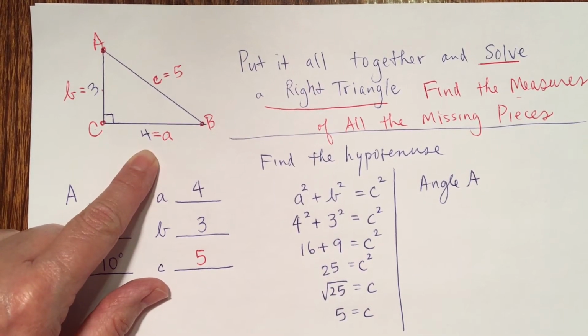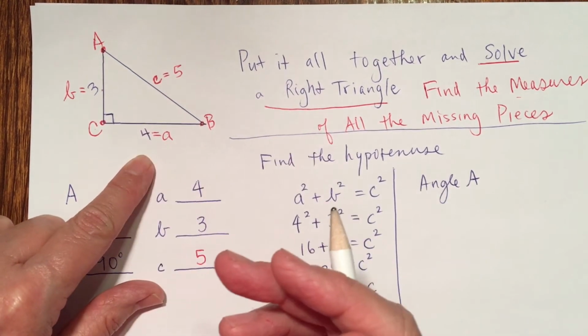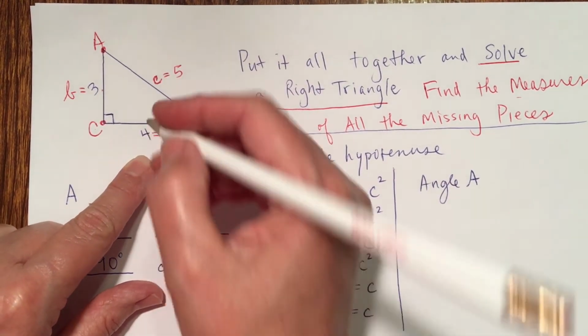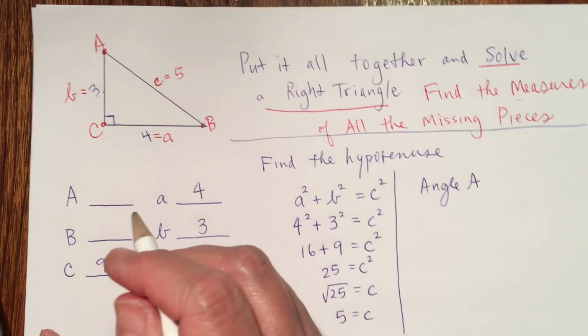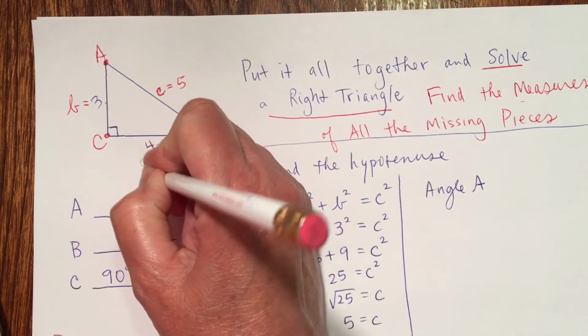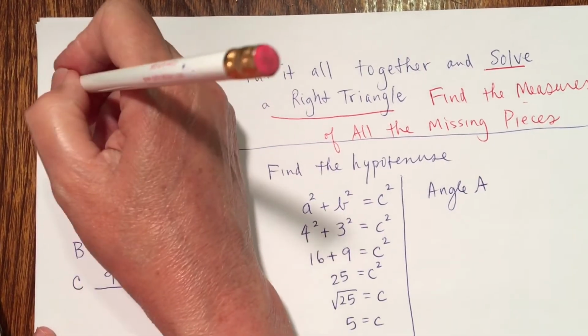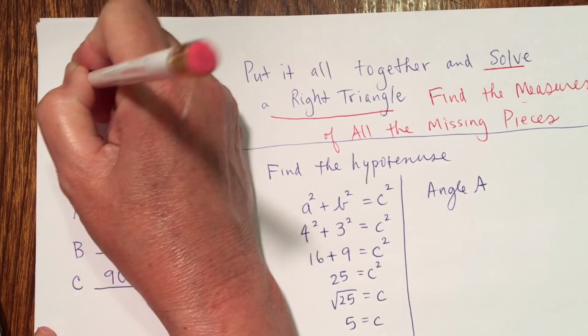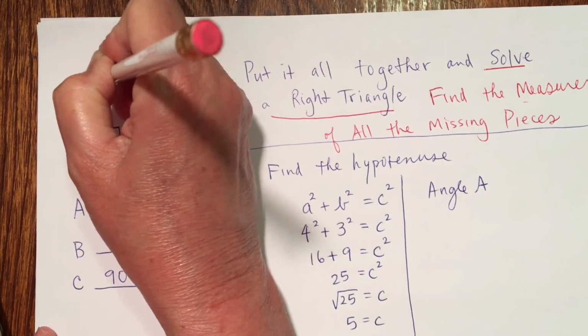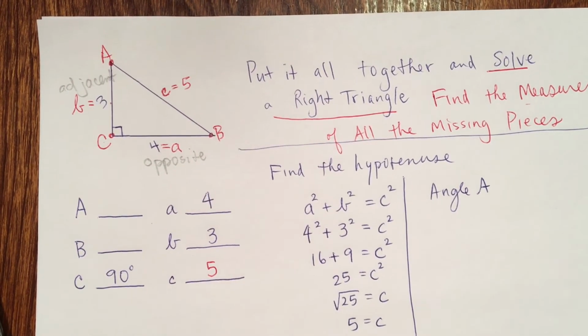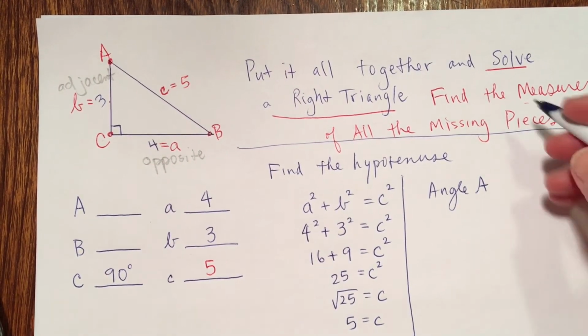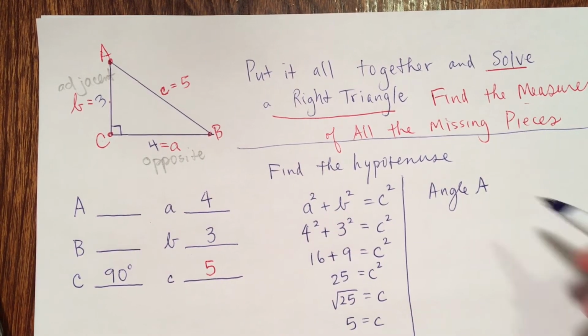I'm going to write that in pencil because I might erase that when I go after angle B, because remember the opposite and the adjacent will swap. So the A is opposite from A, B is adjacent to angle A. What trig function uses opposite and adjacent?